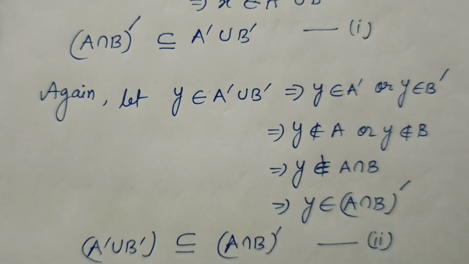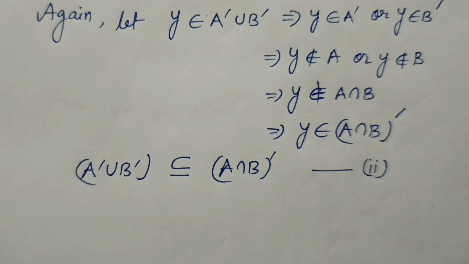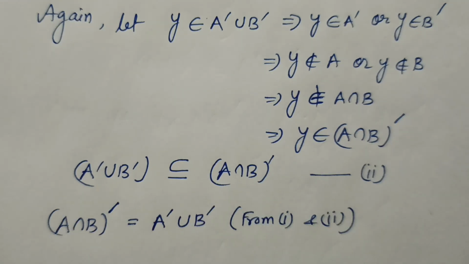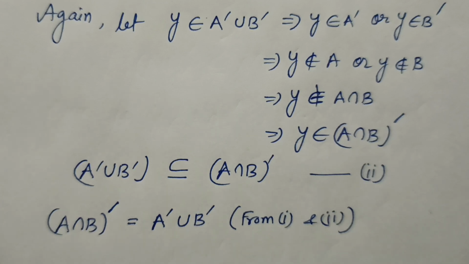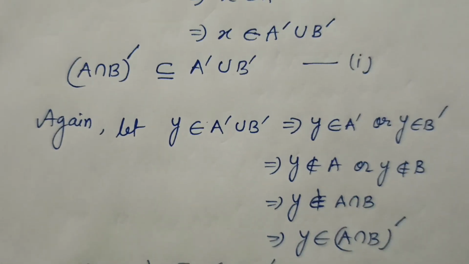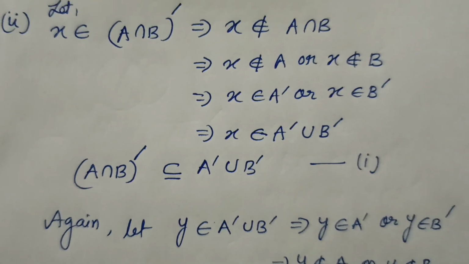And from 1 and 2, we can conclude (A intersection B) complement equal to A complement union B complement. So this is the complete proof of De Morgan's law, both ways.